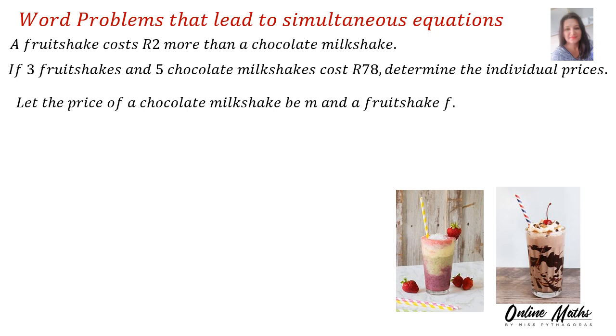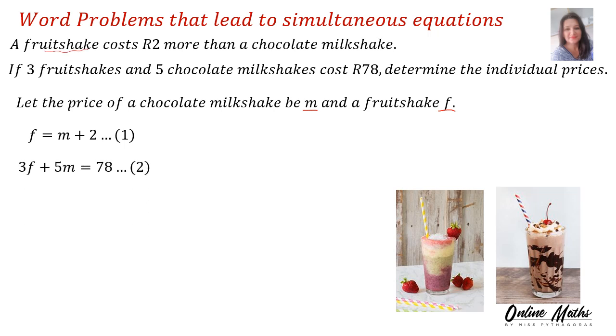Let's look at word problems that lead to simultaneous equations. A fruit shake costs R2 more than a chocolate milkshake. If 3 fruit shakes and 5 chocolate milkshakes cost R78, determine the individual prices. Let the price of a chocolate milkshake be M and a fruit shake F. Now let's make equations. We can say that F is equal to M plus 2, since a fruit shake costs R2 more than a chocolate shake.